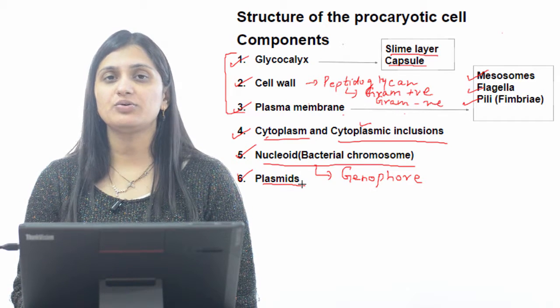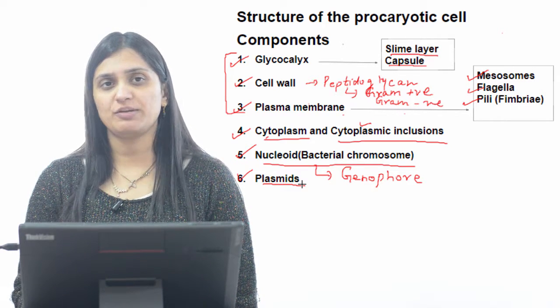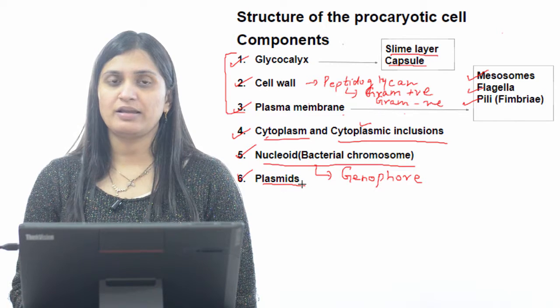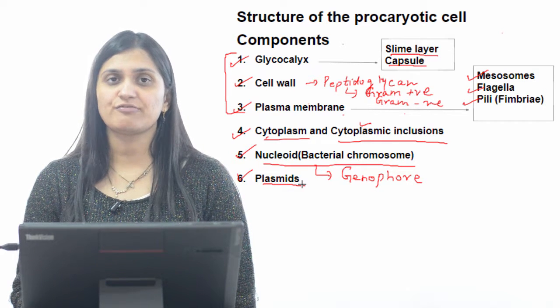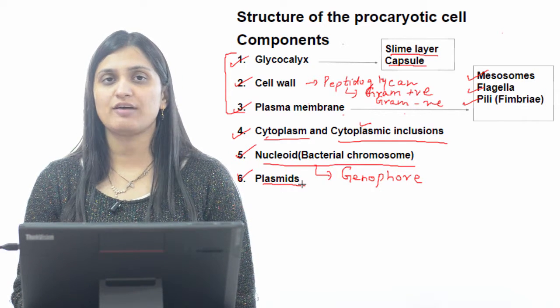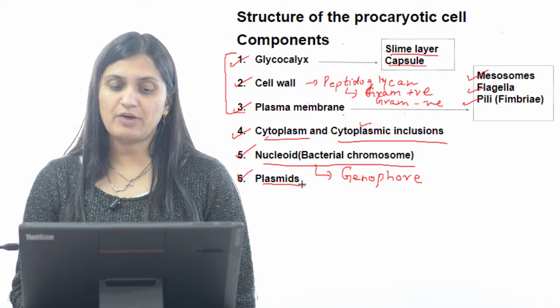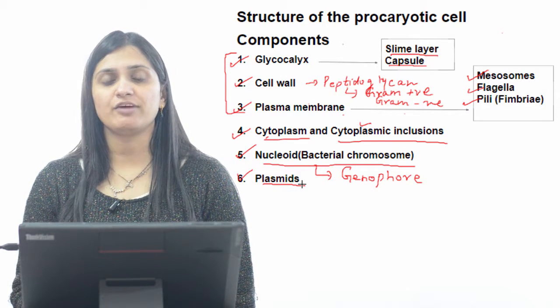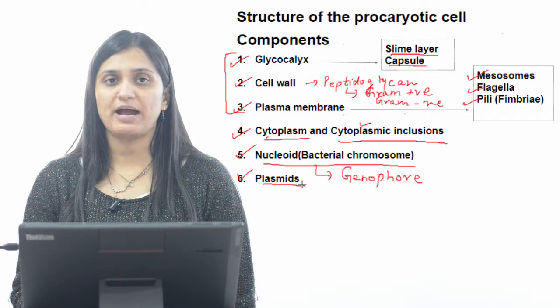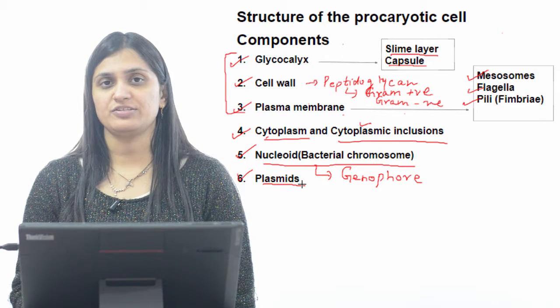They provide certain unique phenotypic features to the bacteria, like genes for drug resistance, fertility factors, and they also have nitrogen fixing genes. Nowadays, plasmids are very important tools in the field of biotechnology and genetic engineering.